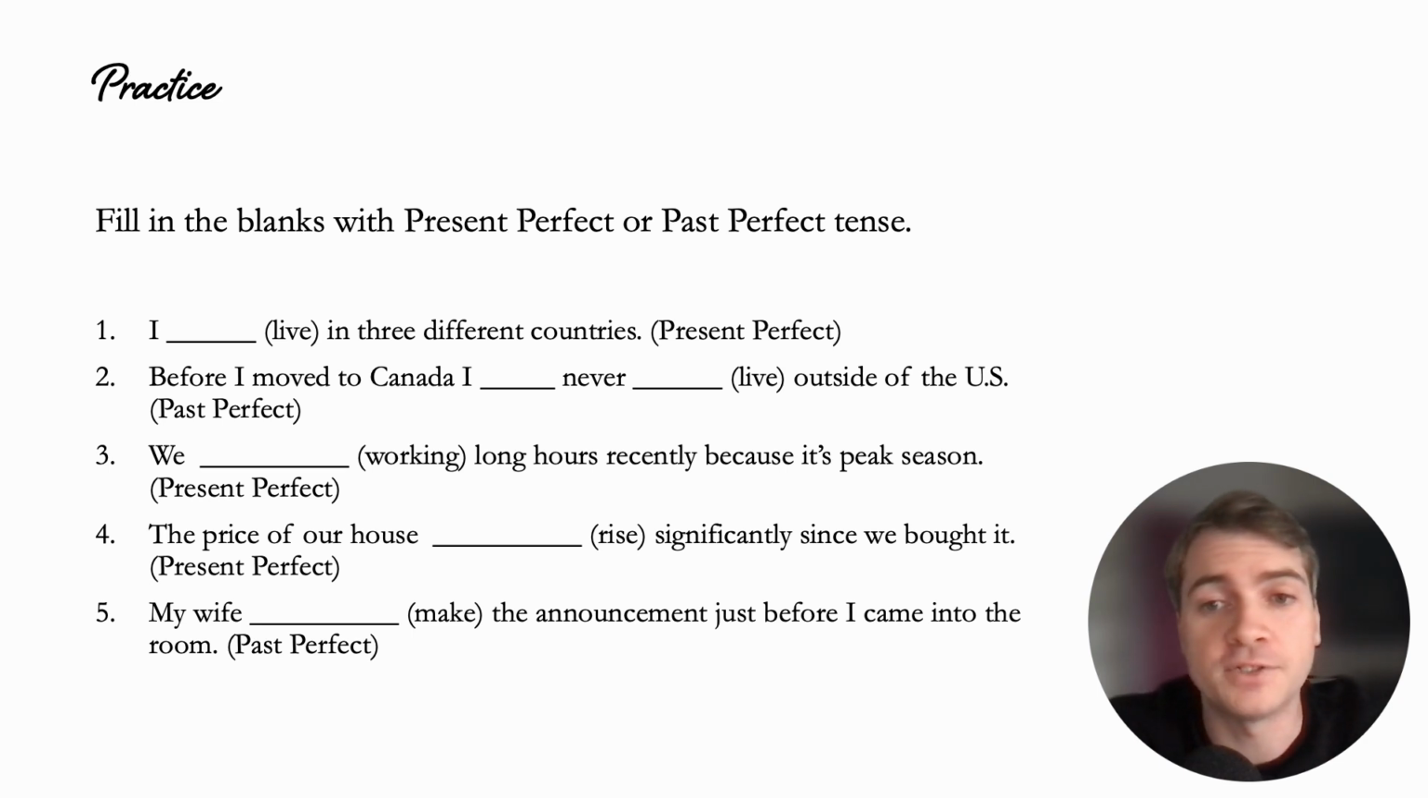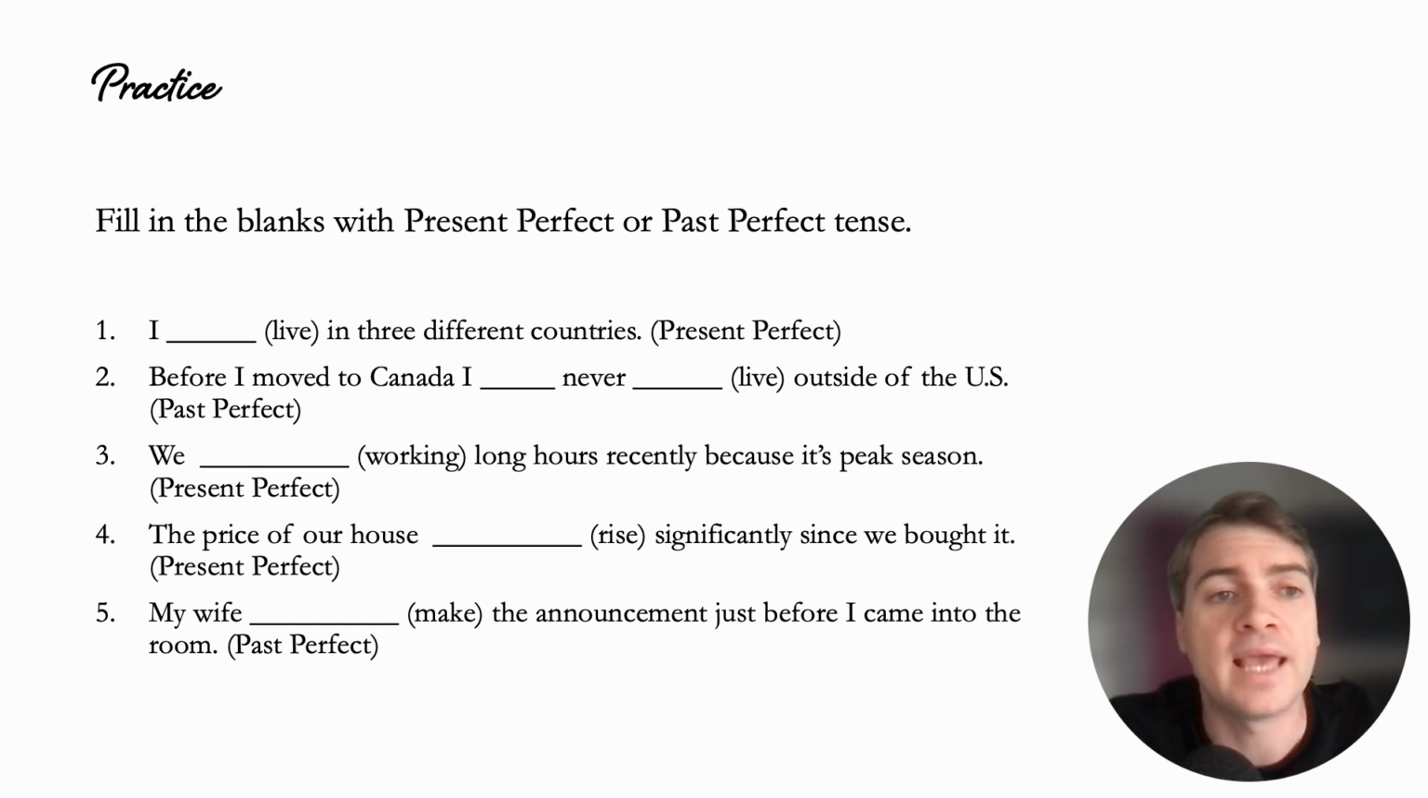Okay, by now you should have answered all 5 questions, so let's see how you did. Number 1, because it's the present perfect, I have lived in 3 different countries, okay, up to now. I have lived in 3 different countries. But number 2, before I moved to Canada, I had never lived outside of the US, past perfect. So before that past simple moment, I had never done that, okay?